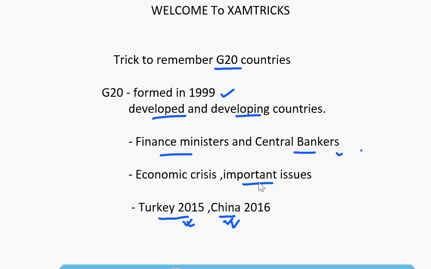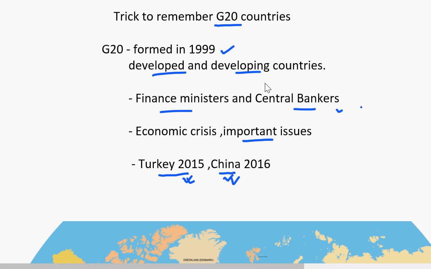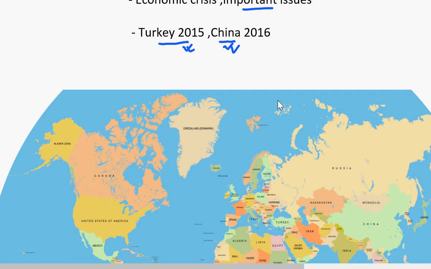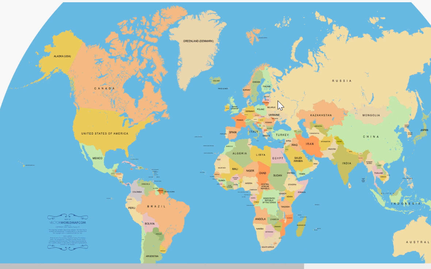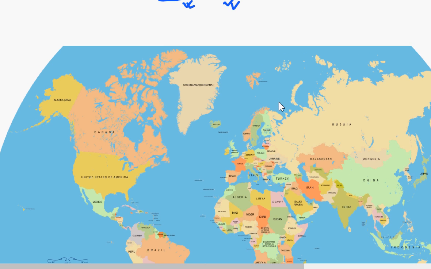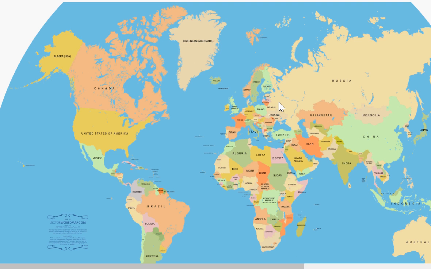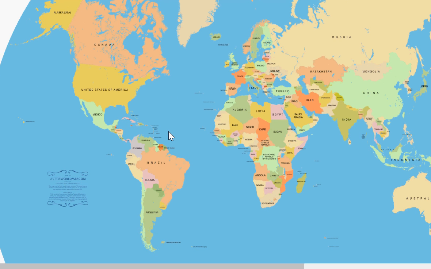To remember the name of these countries, as there are 20 countries, the easiest way is to learn the countries using a map. Since it is a group of 20 developing countries as well as developed countries, I will try to divide the countries according to the continents, which will make it easier.